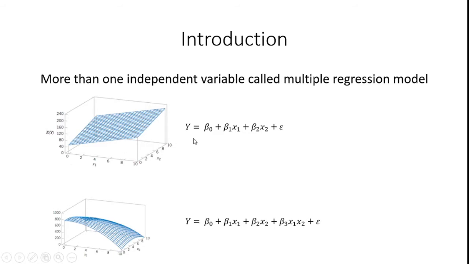Here is how I frame the mathematical model: y equals beta naught plus beta 1 x1 plus beta 2 x2 plus epsilon. Here I considered two independent variables, x1 and x2. The corresponding coefficients are beta naught, beta 1, beta 2. Here beta naught is the intercept, beta 1 is the coefficient of x1, and beta 2 is the coefficient of x2. Likewise, I frame the equation as a multiple regression model.